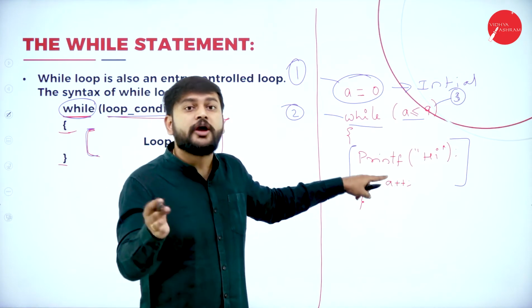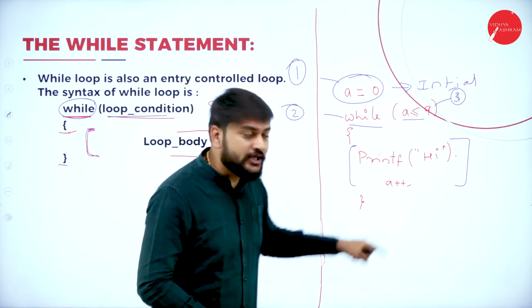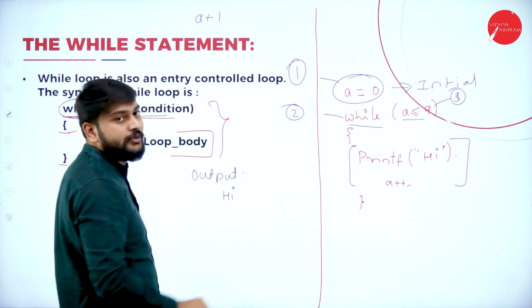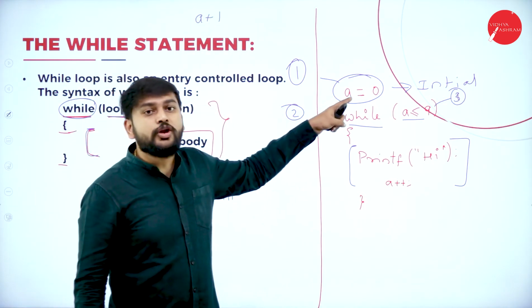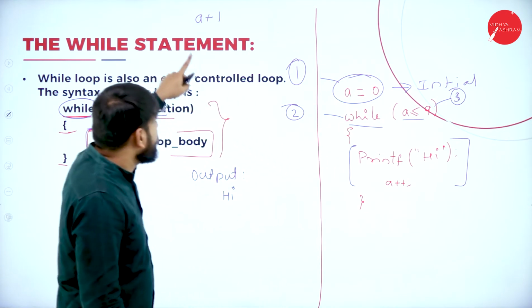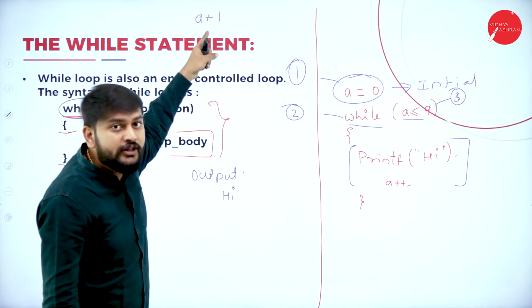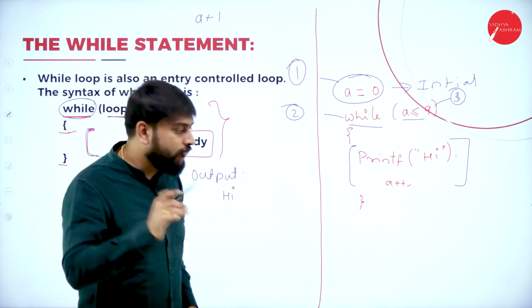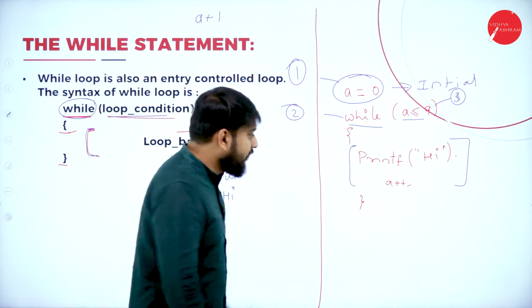I have told you in my previous class, a plus plus means an increment, a plus 1. That is the meaning. So right now my a value is 0. I will increment it by 1. So what will be the a value right now? The a value will become 1. So fine, a value is 1.